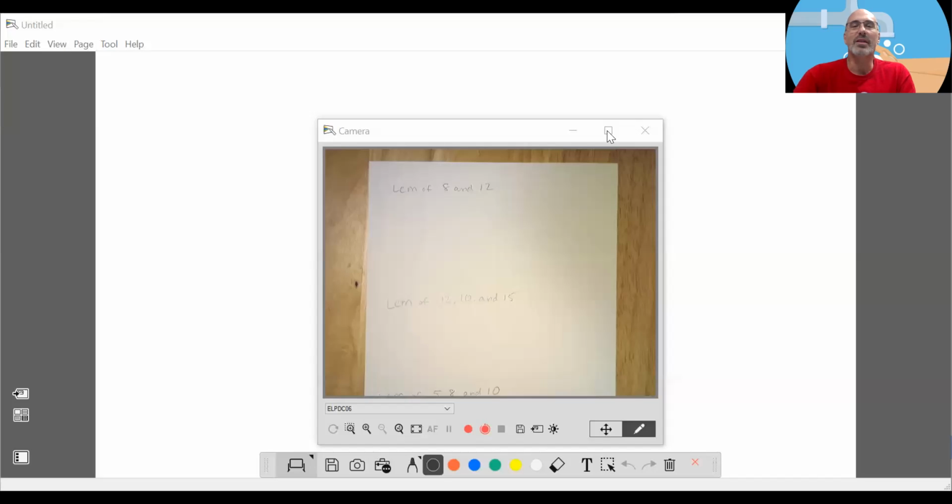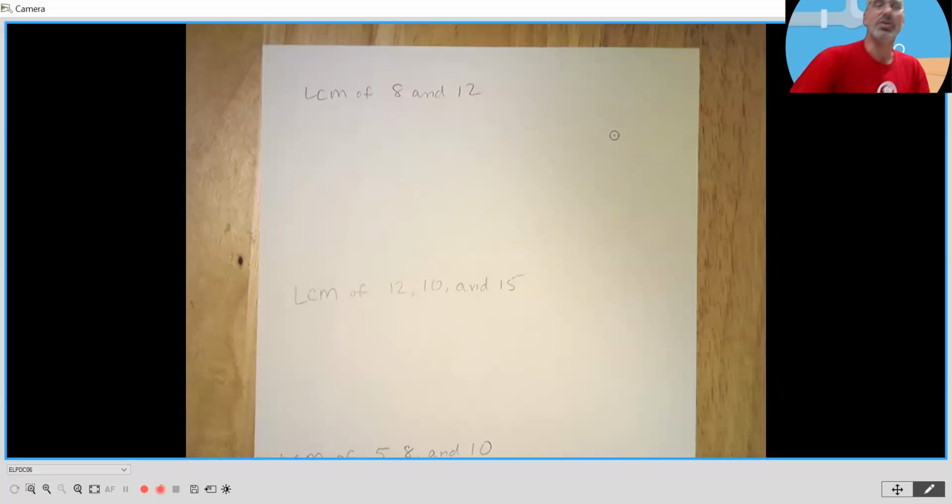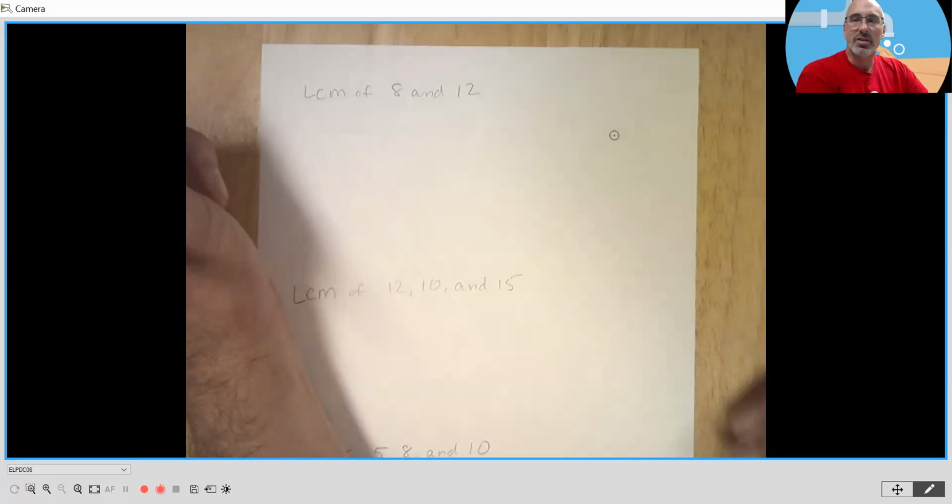Hello. Today we are going to learn another method of finding the least common multiple. So I'm going to share my screen with you. Hopefully I can get what I need to be shared. Oh, there it is. All right. So what we are going to do is the prime factorization method of finding the least common multiple.